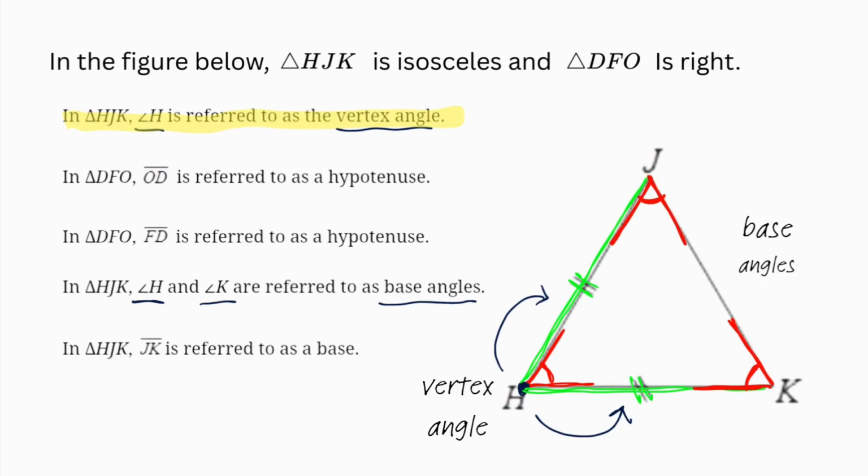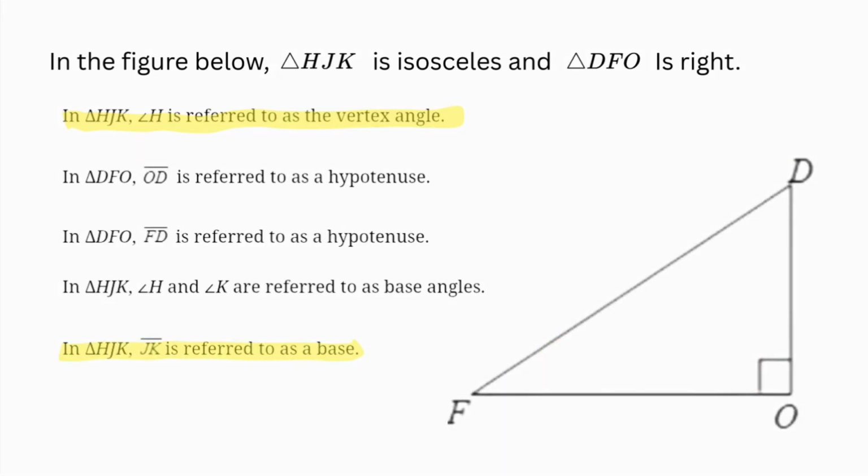Now, let's check the last option for triangle HJK. It says that segment JK is the base of the triangle. What do you think? Well, looking at base JK, it is opposite to the vertex angle H. So yes, segment JK is the base of the triangle, while segments HJ and HK are the legs of the triangle.